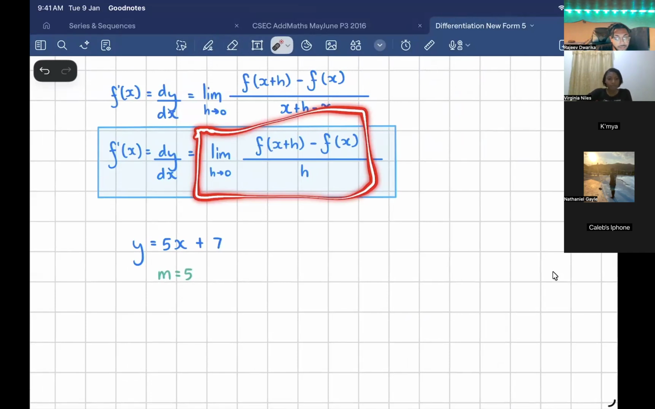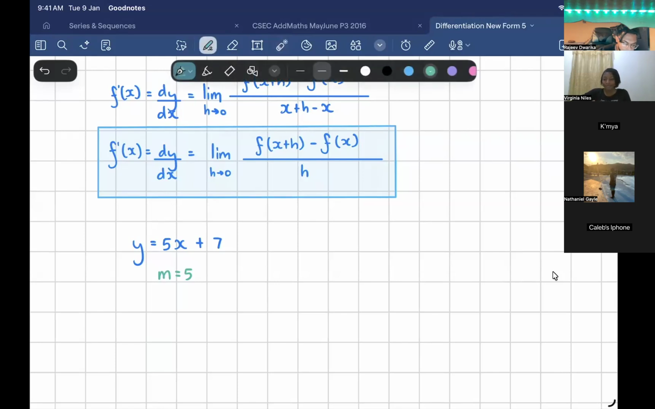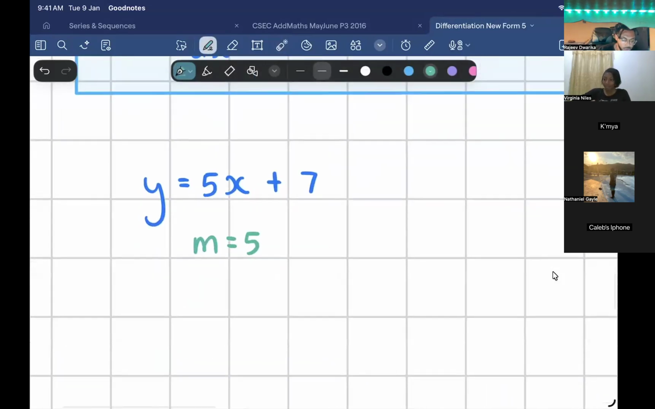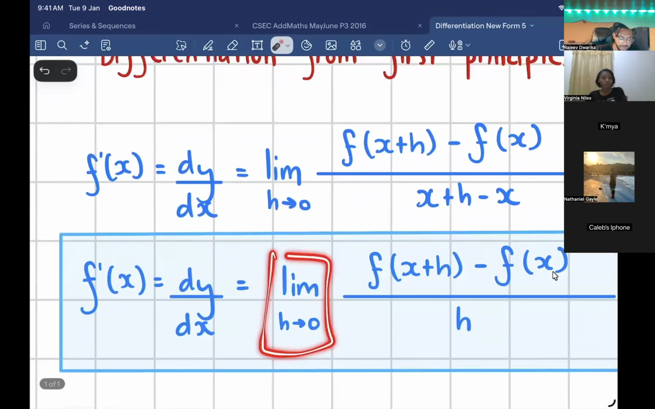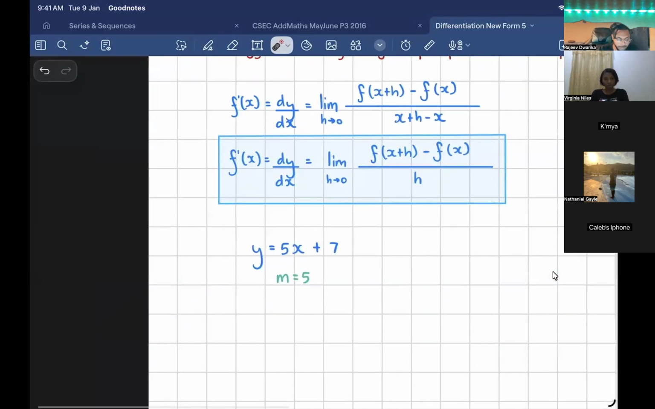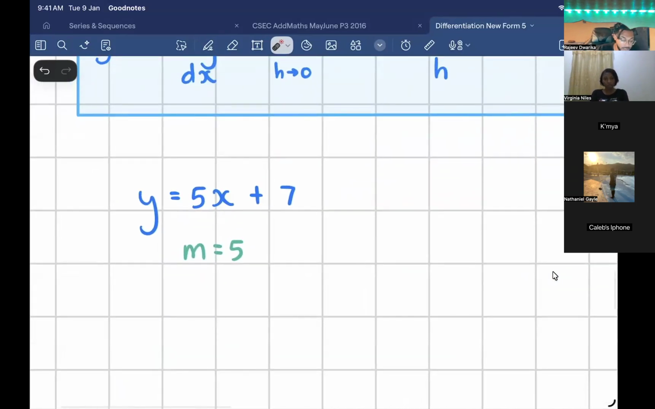Yeah. You would get 5. Come on. Nathaniel, Caleb, do you all believe it? Well, let me see. When you're differentiating, wouldn't that give you an approximation to 5? I will give you the exact answer, because you're finding the limit as h approaches 0. Oh, okay. So stay with me.